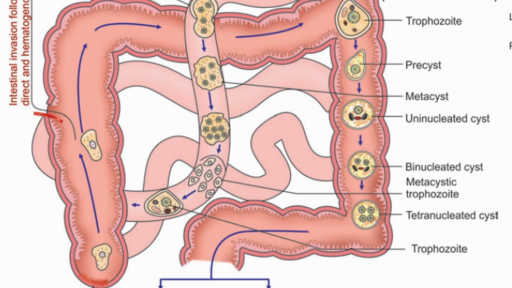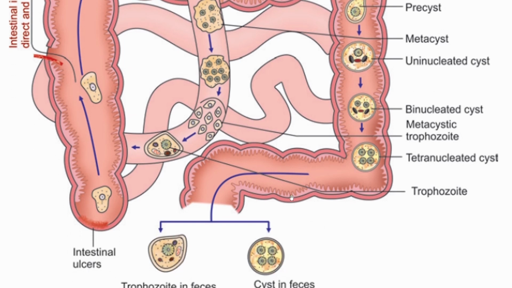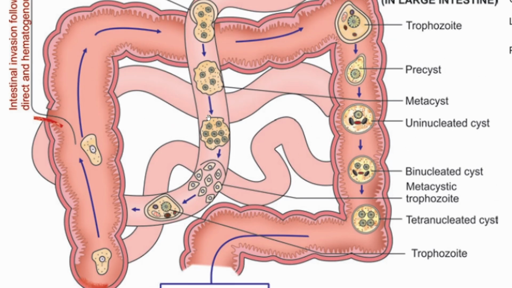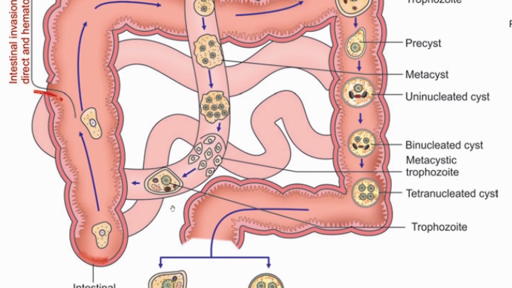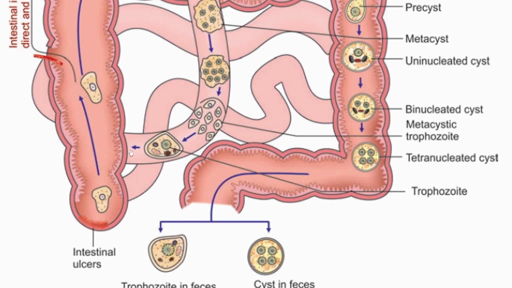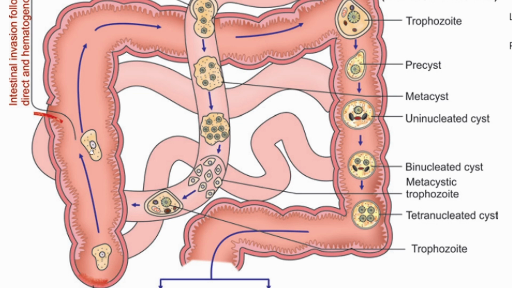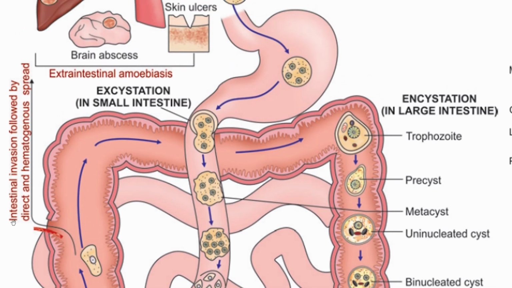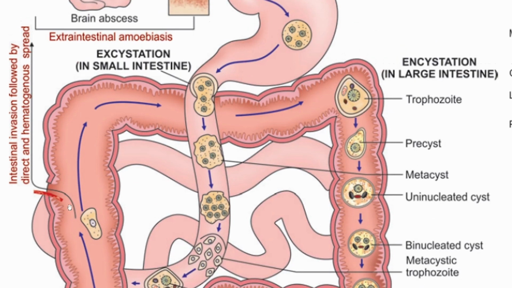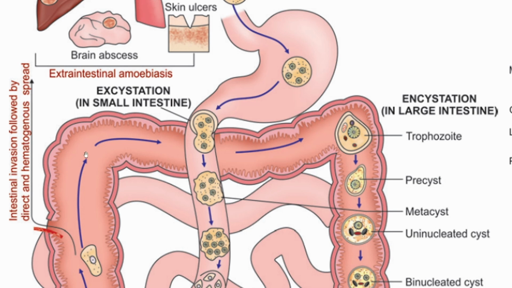Now this trophozoite is slowly developing. See here, this is the trophozoite with a single nucleus. So multiple trophozoites will develop, and this is the small intestinal part. Then they are entering into the large intestine. So here as you can see, this is slowly growing, and what is this? Intestinal invasion followed by direct and hematogenous spread. So they are invading the intestine, also they are spreading through the hematogenous route, that means blood, or direct also. Okay, direct from the intestine into the other adjacent areas.